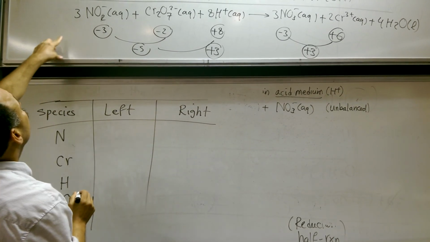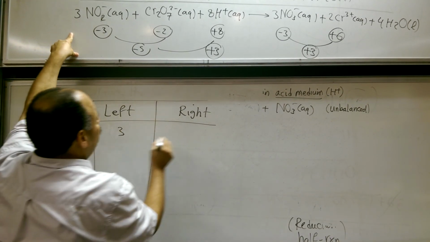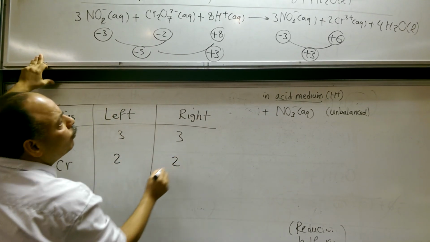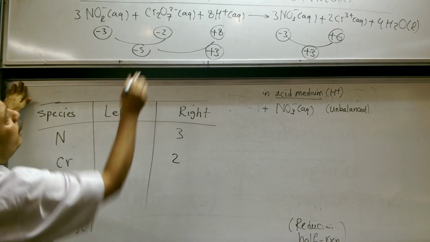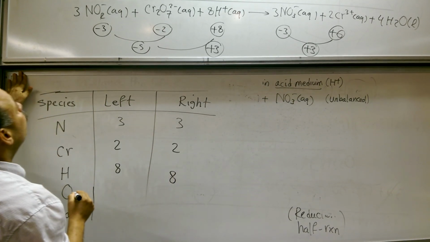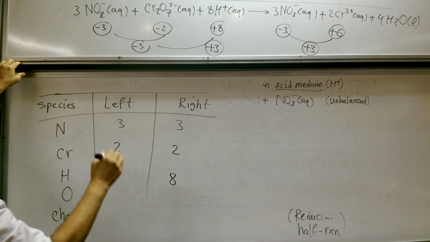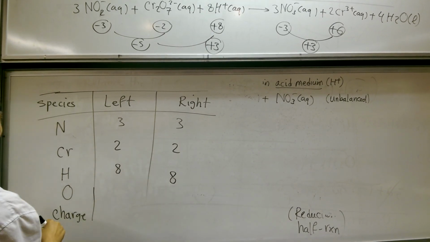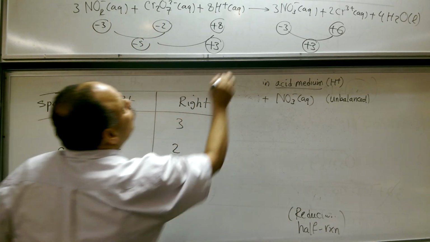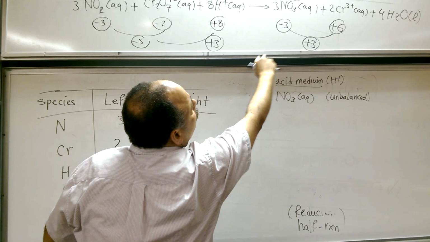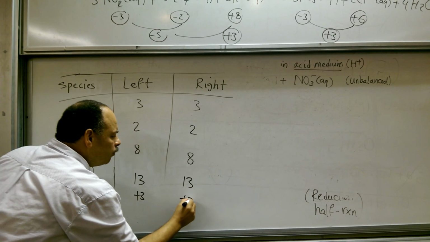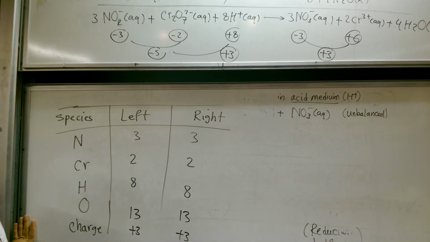So for nitrogen, we have 3 nitrogen atoms on the left side. We have also 3 nitrogen atoms on the right side. Chromium, we have 2 on the left side, we have 2 on the right side. Hydrogen, we have 8 of them on the left side, and we also have 8 in the H2O molecules, 4 of them. Each H2O contains 2 hydrogen atoms. And the last thing is oxygen. We have here 6 plus 7, that is 13 on the left side. On the right side, we have 3 times 3, that is 9, plus 4, so it's also 13. And finally, the charge here is +3, and also +3 on the right side of the equation.